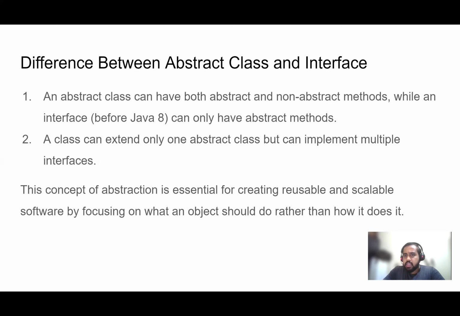But in interfaces, we don't have any body. If you define it in both, it will be only a declaration, so the child has to provide an implementation. So in interfaces, multiple interfaces are allowed. Okay, the concept of abstraction came into the picture because of reusable code. We need to define reusable code and a scalable application, by focusing on what an object should do rather than how it is done.